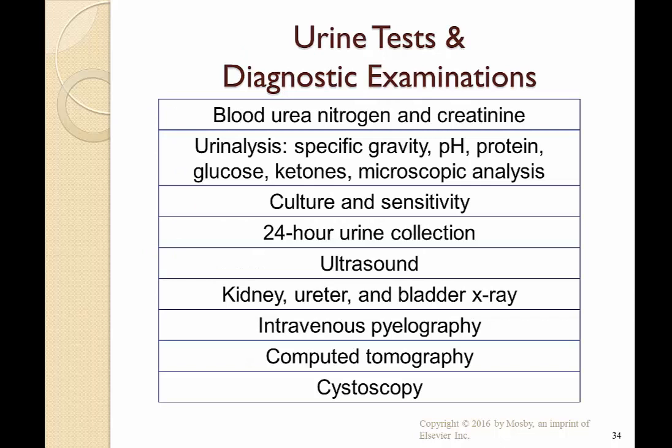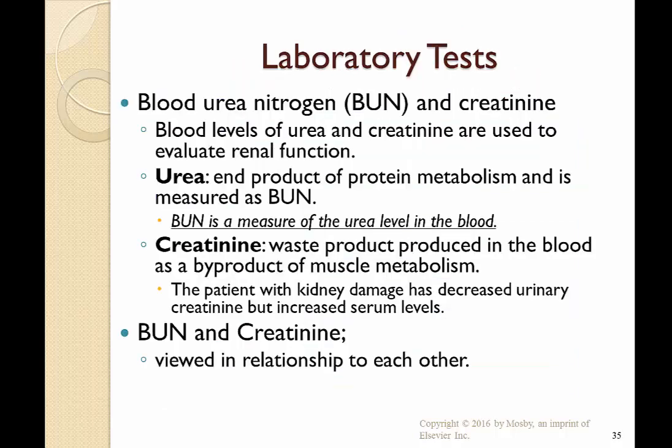Some diagnostic tests that can be done related to the urinary tract. These are some, and we'll talk about a few of those. When we look at blood urea nitrogen, or BUN, we also look at creatinine. Blood levels of BUN and creatinine are used to evaluate renal function. The BUN measures the amount of urea in the blood. Creatinine is the waste product produced as a byproduct of muscle metabolism, and we see patients with kidney damage have a decreased urinary creatinine, but they will have an increased serum creatinine. We look at BUN and creatinine in relationship together.